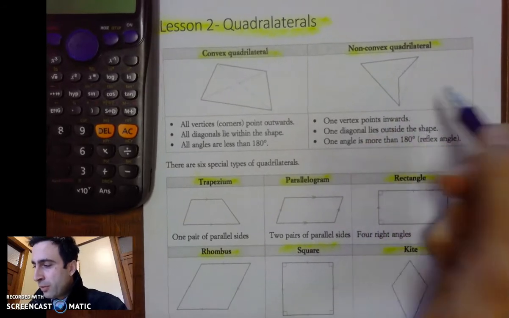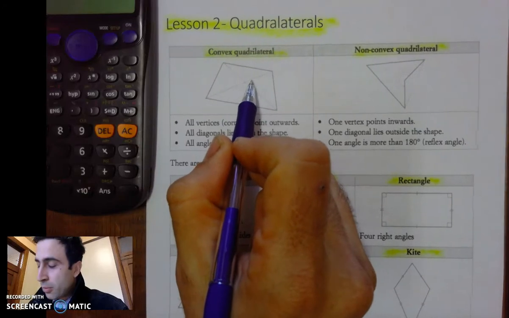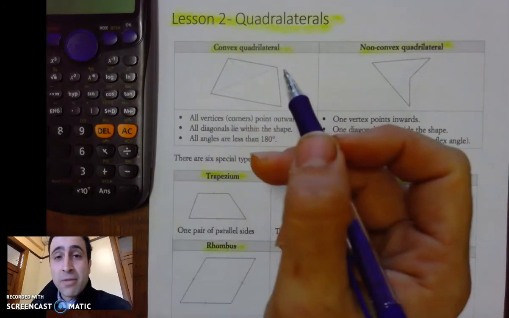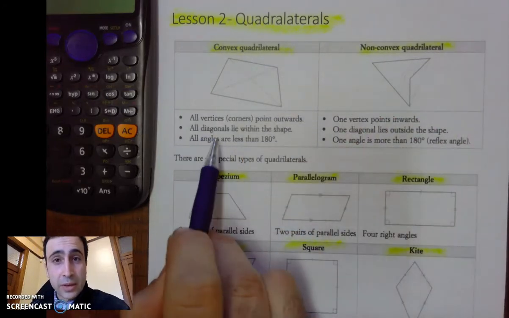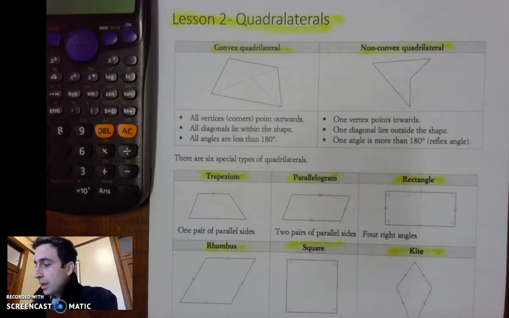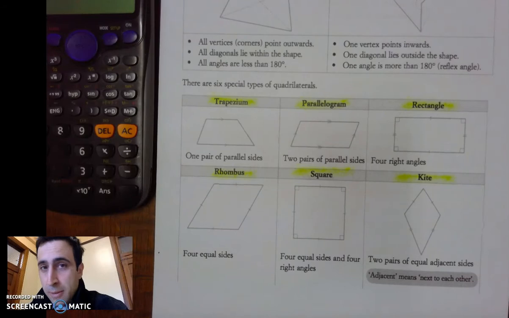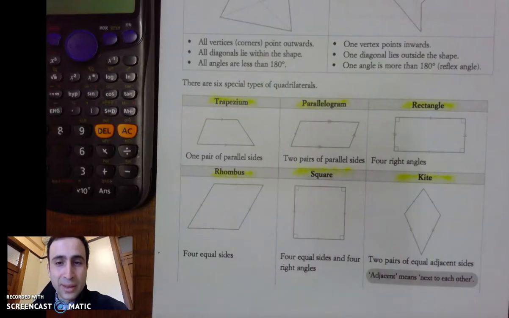But a convex quadrilateral is pretty much the one that we're going to be dealing with the most because we're basically going to be dealing with our regular shapes. If this is new to you, feel free to pause and have a read of these. Now, there are 6 special types of quadrilaterals: a trapezium, a parallelogram, rectangle, kite, square, and rhombus. And they're the ones that we learn a lot about, particularly in Year 8, Year 7.